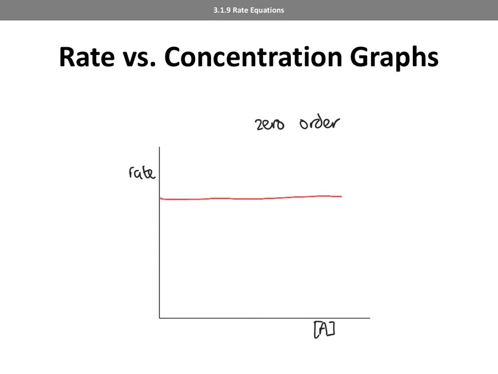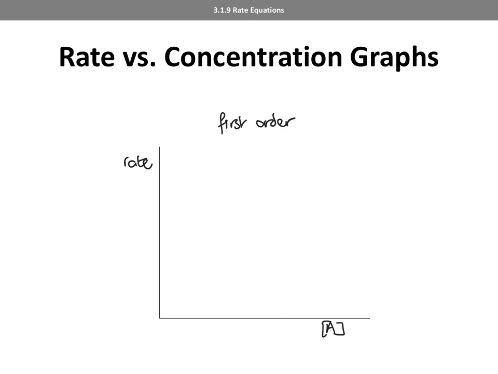Now, we can also see this mathematically if we think back to the rate equation. If we're saying it's zero order with respect to A, then the rate equation here is rate equals K, and then the concentration of A to the power of 0. And of course, anything raised to the power of 0 is 1. So what we're saying is that rate equals K. One of the things that we know about K is that it's a constant. That's the whole point of it. So hence we get this constant value for the rate, and hence why we get this straight horizontal line.